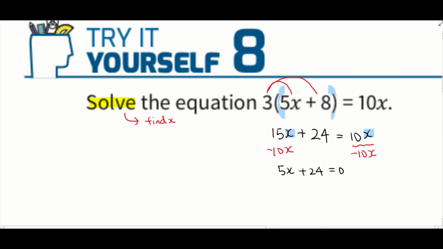I will deal with the 24, move it to the right. So I will do the opposite, minus 24. When I do it on the left, I must do it on the right. My next line is 5x equals negative 24.